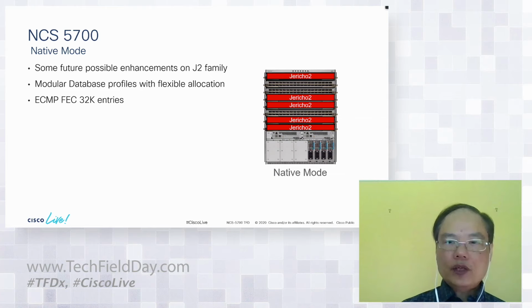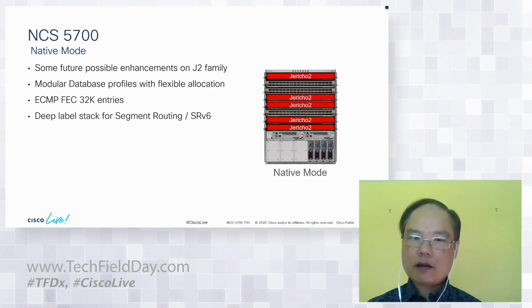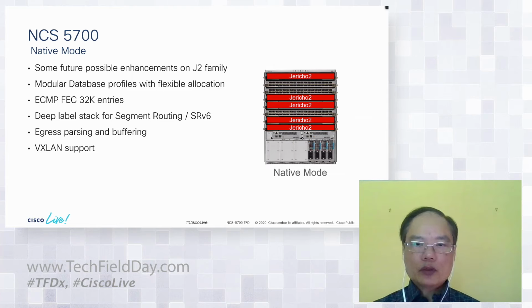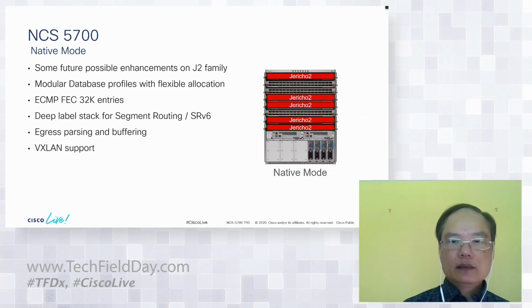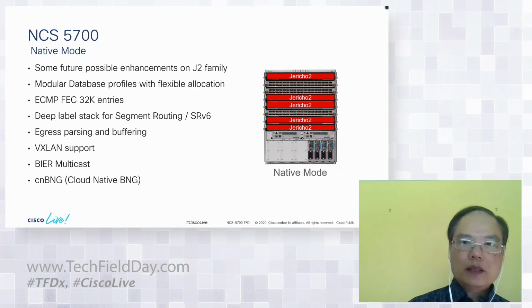ECMP FEC is now increased to 32K entries. It supports deeper label stack for segment routing and SRv6. There are more capabilities on egress processing and buffering for Jericho II. Jericho II supports VXLAN, and also P2MP multicast, and possibly cloud-native BNG.